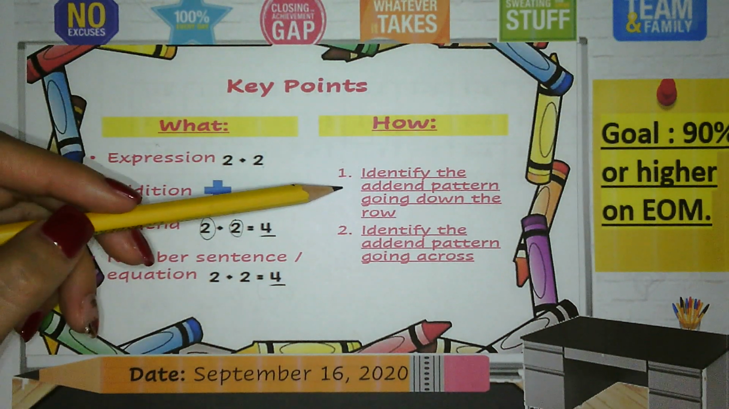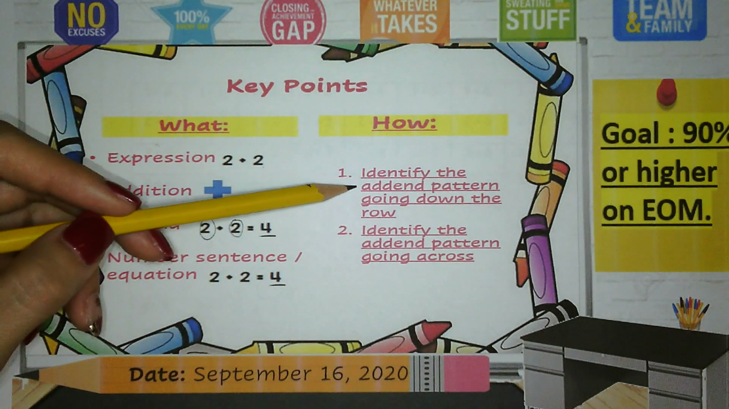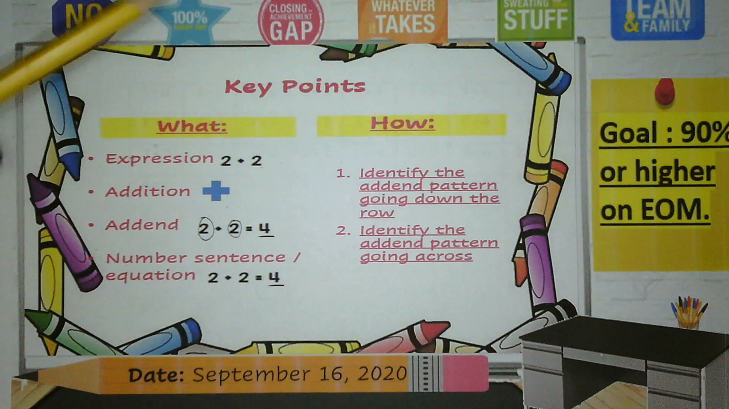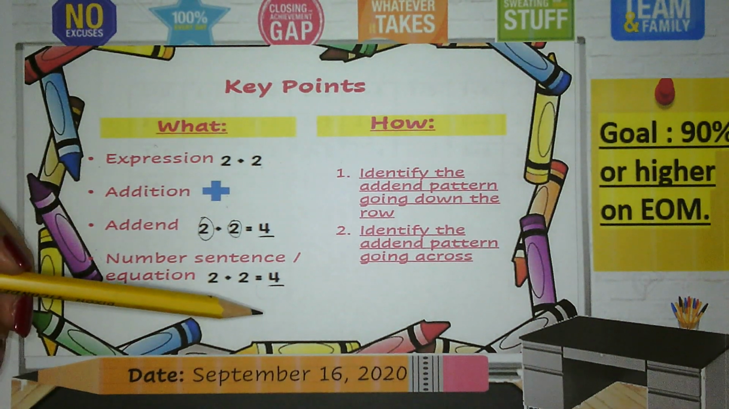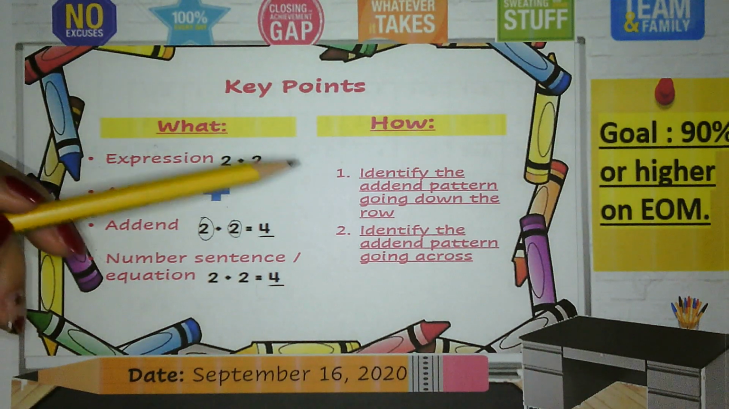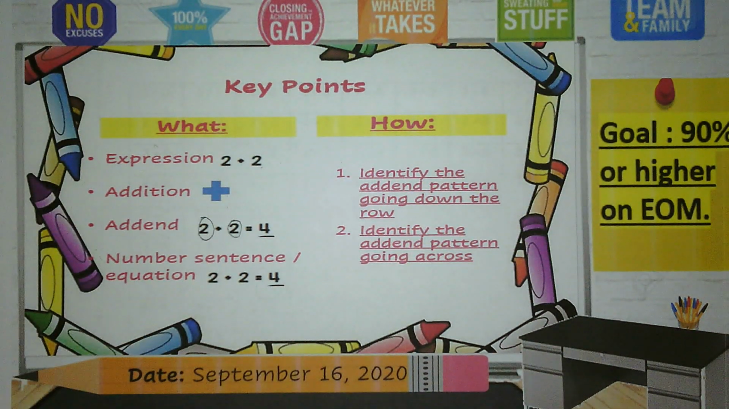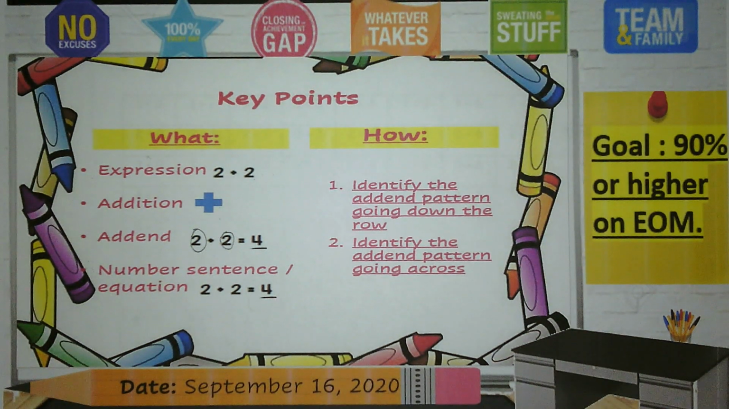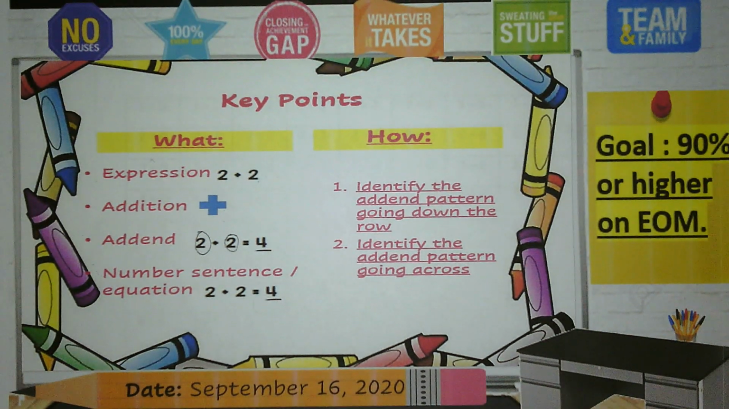How are we going to do it? Well, we're going to identify the add-in pattern going down the row. We're going to identify the parts, right? The pattern of the parts going down the row in the addition chart. And then we're also going to identify the add-in pattern going across the addition chart so that we can figure out what's the next number or what's the next missing number. Are you ready? Let's start.